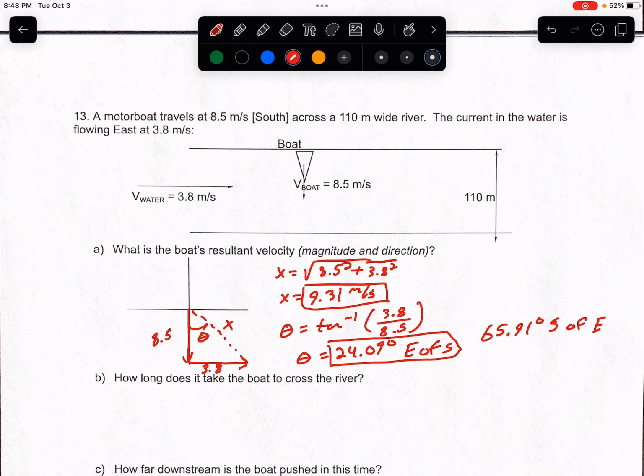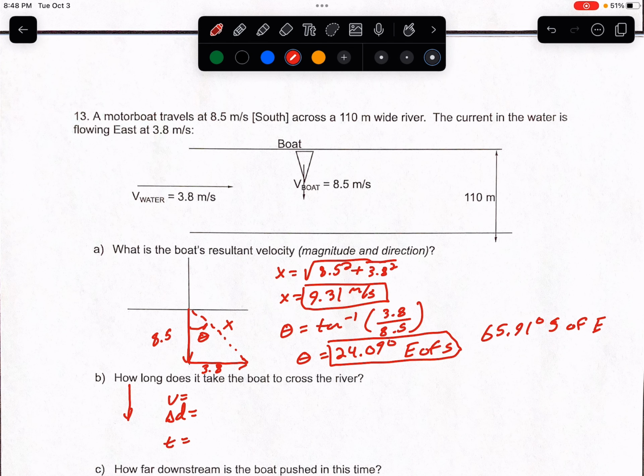B, how long does it take the boat to cross the river? So I'm talking about going across the river, so that is going this direction. Remember we said if we're not doing SOHCAHTOA or the Pythagorean theorem, we're doing V, D, and T.